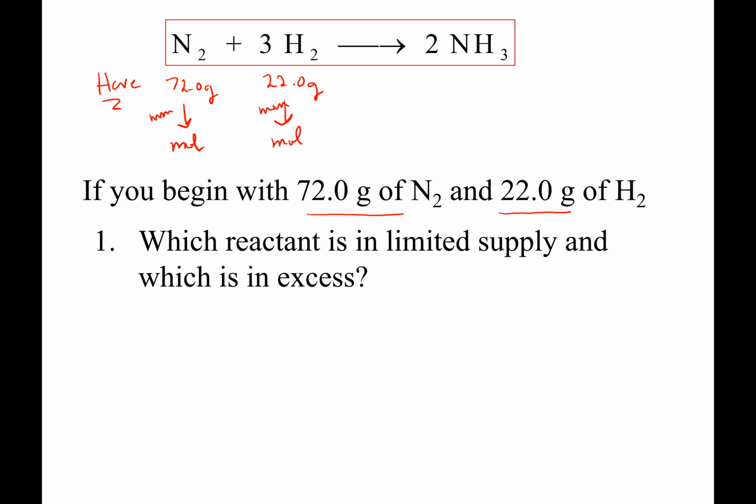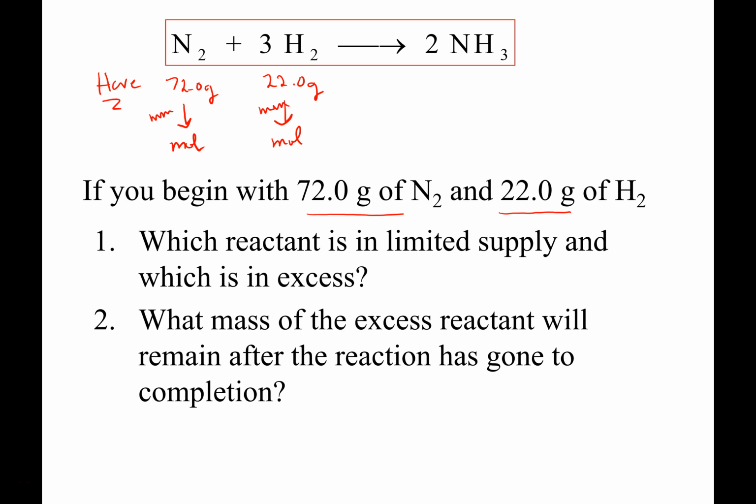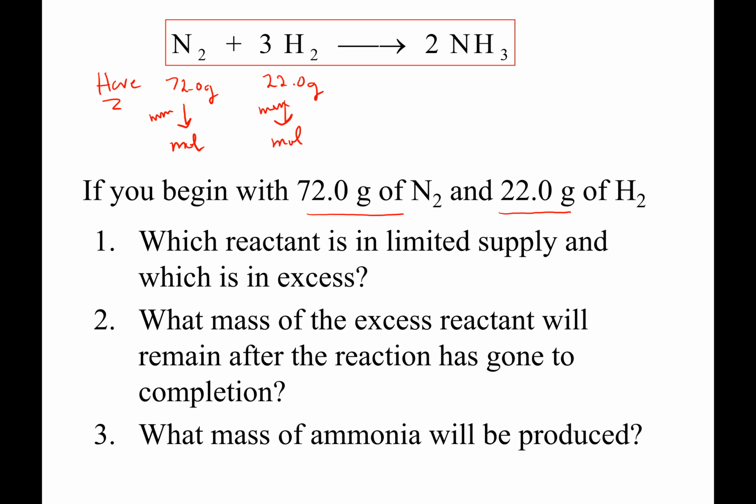So we'll be able to identify which one's in limited supply. Okay, the thing that is in excess, how much of that is going to be used up. And then a little quick subtraction problem will tell us what's left. So we're going to find out the mass of excess reactant that's used, subtract it from what's there to get what's remaining. And the last step is how much NH3 is produced. But it's all going to start with identifying which one's in limited supply.